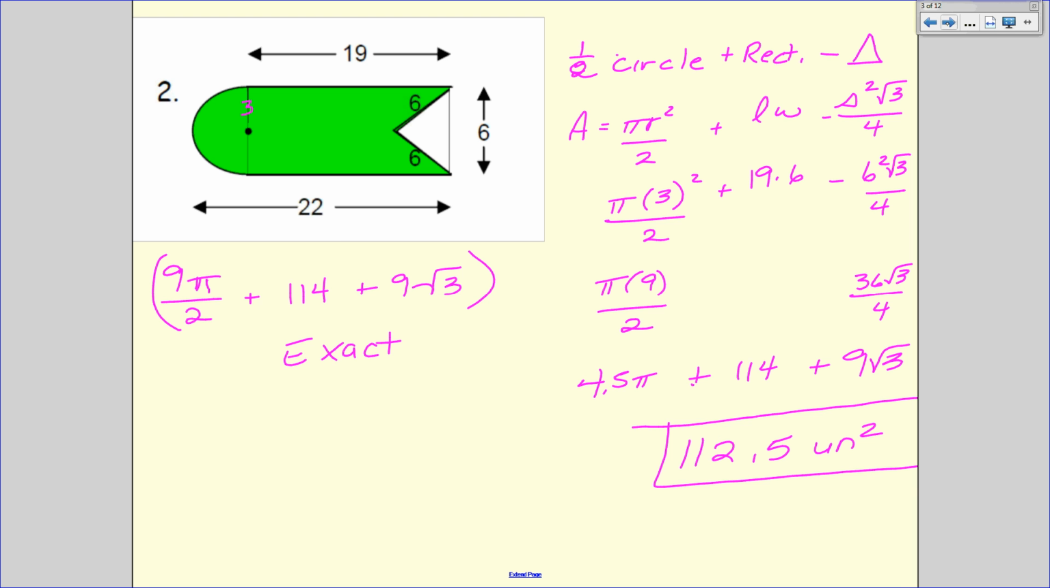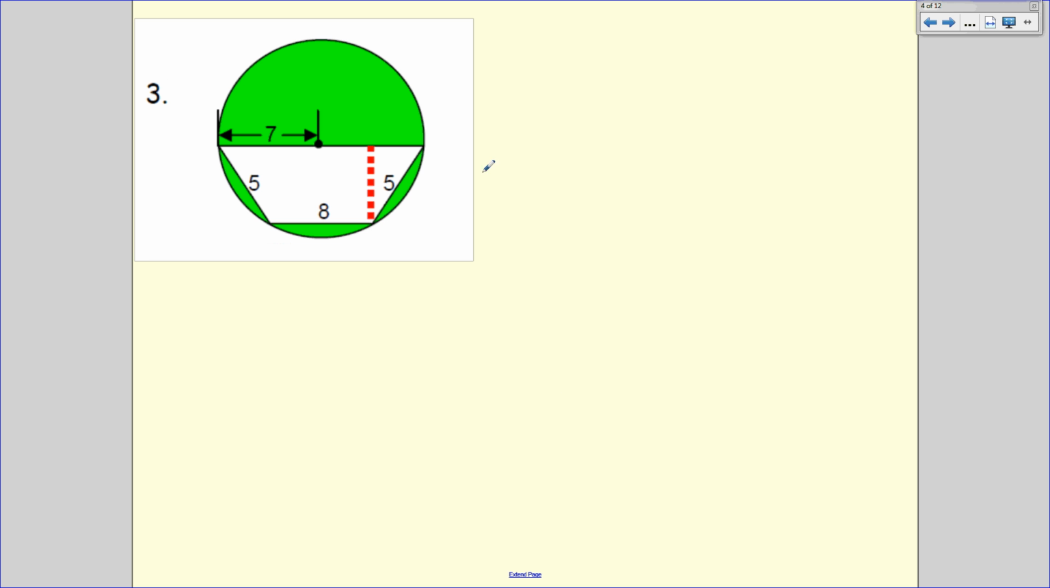All right, number three is a circle with the trapezoid. So this is how I always do these. I think, okay, if I'm wanting the shaded region, then I'm going to take the circle and subtract a trapezoid. So it's always something minus something. The outer piece goes on the outside.